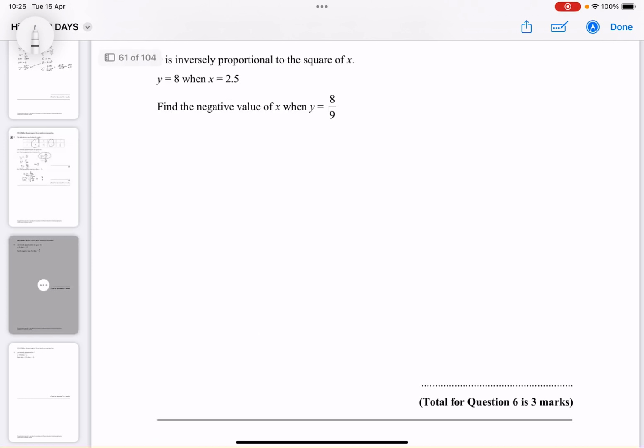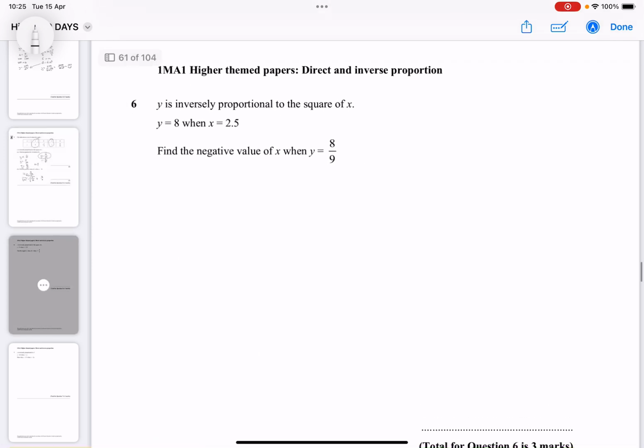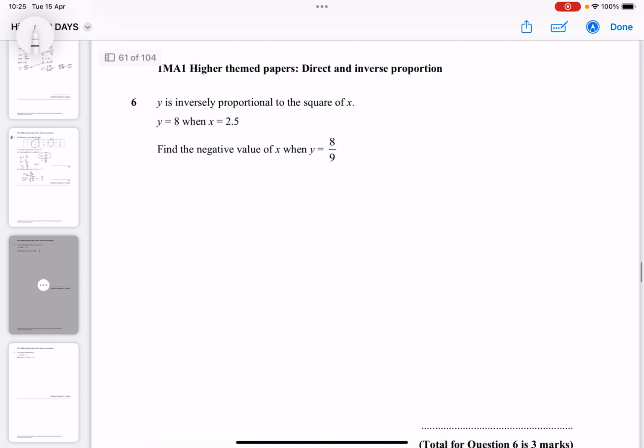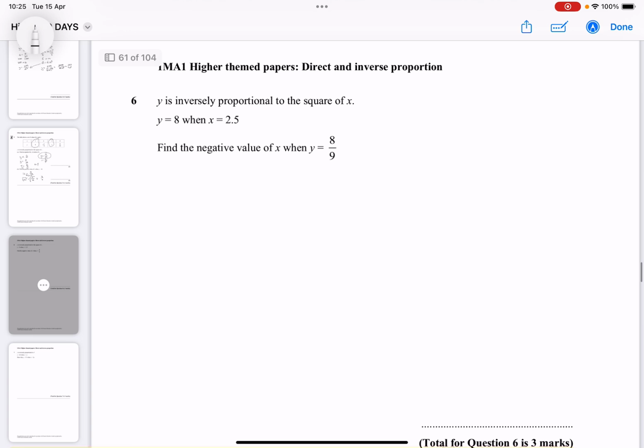Y is inversely proportional to the square of x. Y equals 8 when x equals 2.5. Find the negative value of x when y equals 8 over 9. So y equals k over the square of x. You don't have to write that out as long as you get that value of k.